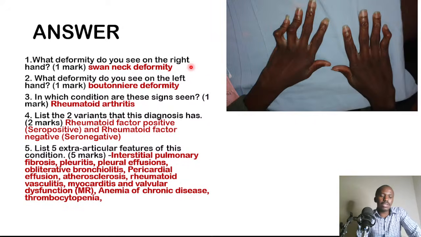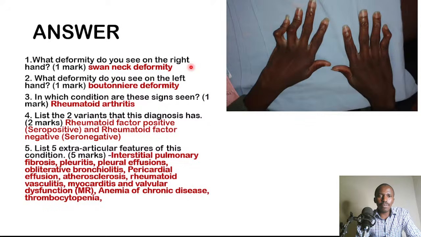Now the extra-articular manifestations are going to be things like interstitial pulmonary fibrosis. There's going to be things like pleuritis, your pleural effusions, your obliterative bronchiolitis. You may have your pericardial effusions, atherosclerosis, rheumatoid vasculitis. You may have your myocarditis, your valvular dysfunction, specifically mitral regurgitation. You may have your anemia of chronic disease, even thrombocytopenia. Just pick any 5 of these many conditions.